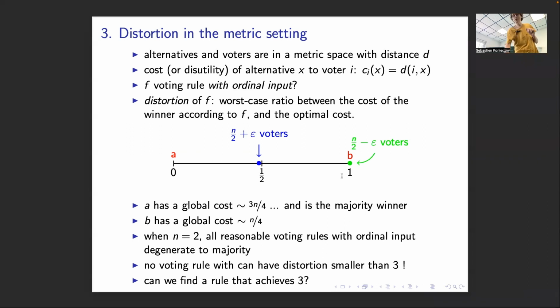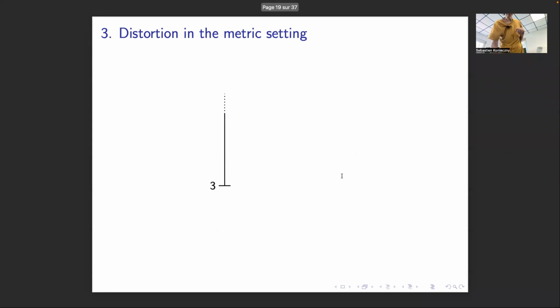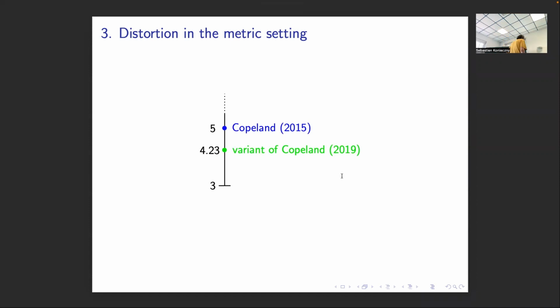Actually, this was a long-standing question. The question was open for several years. So this is the lower bound. We don't know if it's reached. Then after a few years, the first papers on distortion appeared, in like 2006, 7.